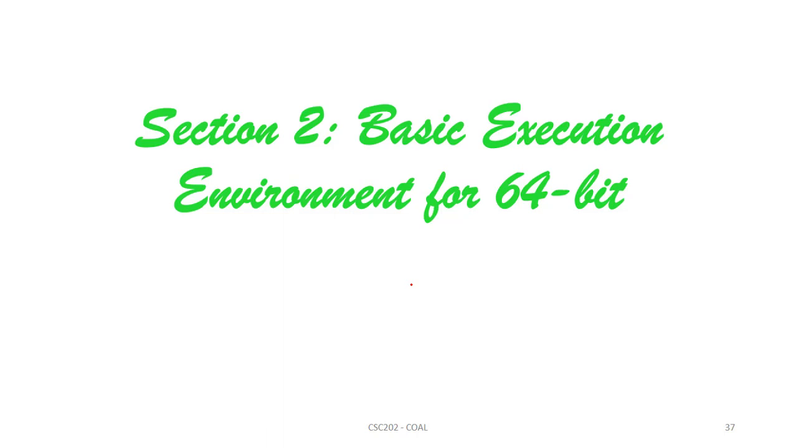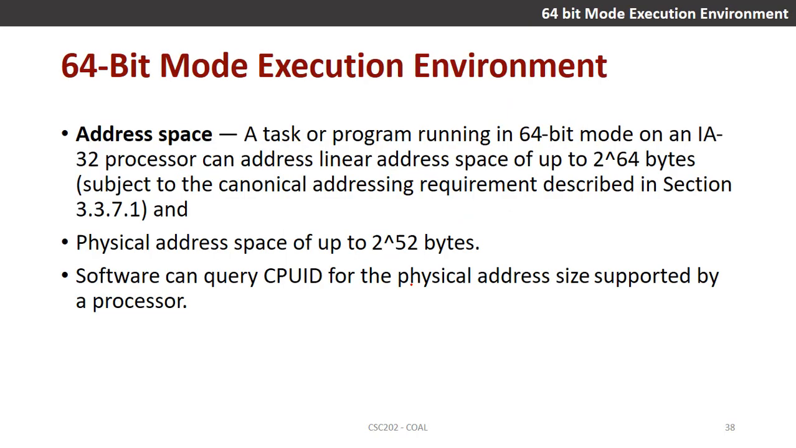So the basic execution environment for a 64-bit processor, let's talk about this also. In a 64-bit processor, if we follow linear address space, as we'll see in future, then we can have 2 to the power 64 bytes of maximum addressable space. But with the help of physical address extension, if you use physical address space, then we have 2 to the power 52 bytes.